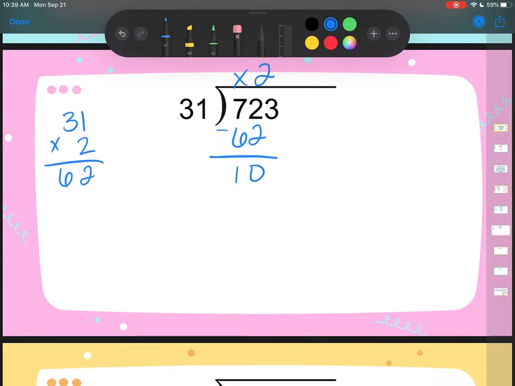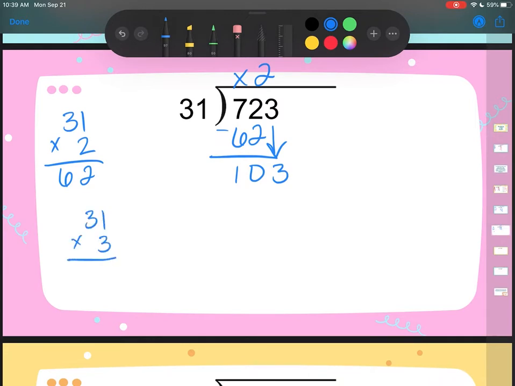So now I'm going to compare. 31 can't go into 10, so I know I went in enough times. So I'm going to bring down my 3. So 31 can go into 103. Let's use my skip counting to see how many times. Remember, we're going to skip count by 30 because it's pretty close. So 30, 60, 90, 120. 120 is too big, so let's try 90. 30 times 3 was 90.